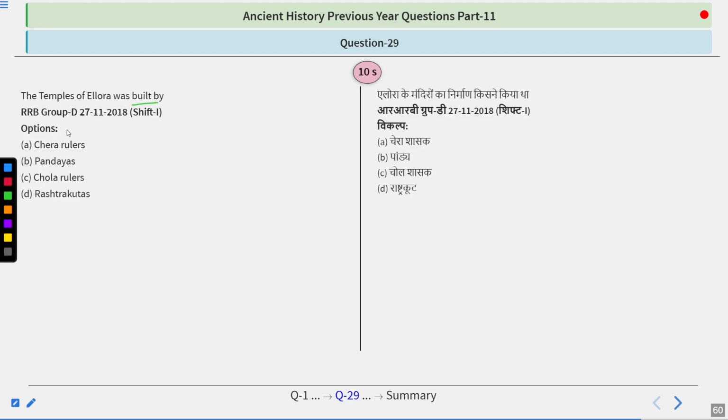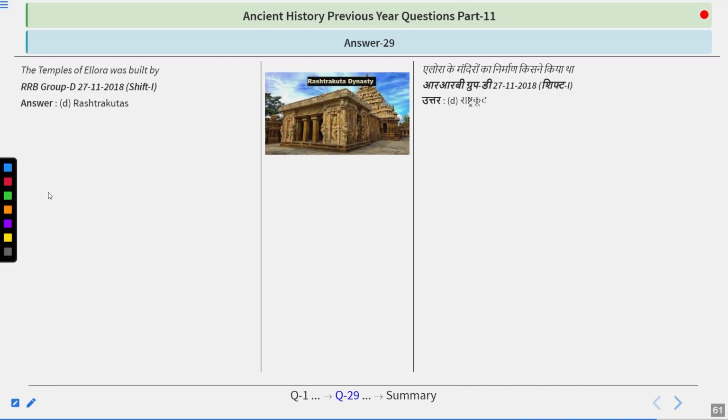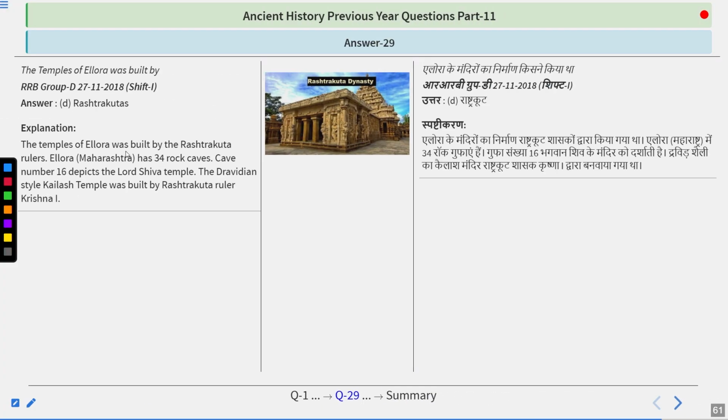Temples of Ellora was built by, very simple, options: Chera ruler, Pandya, Chola ruler, Rashtrakuta. Try to answer. This is very simple question, guys. And I hope you got the answer right. The answer is Rashtrakuta. So the temples of Ellora was built by Rashtrakuta ruler.